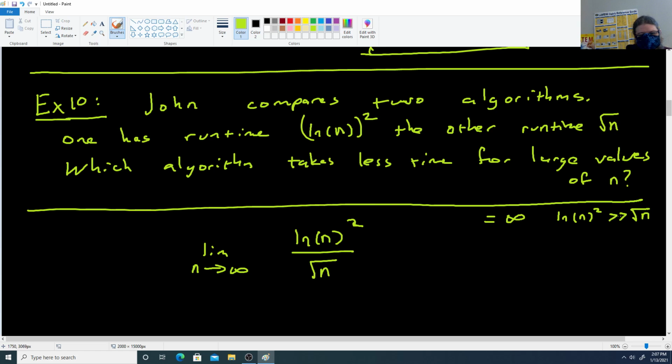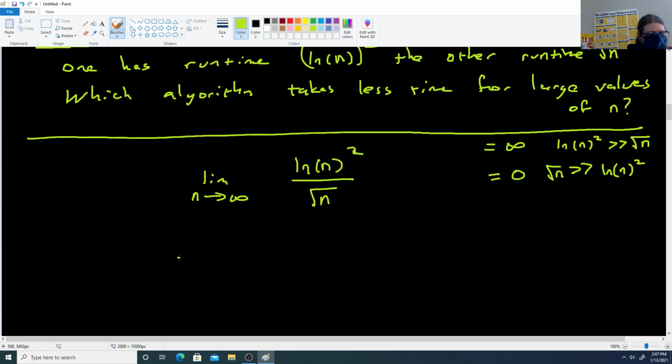So in this case, if it goes out to infinity, then the top thing is taking longer to run, so you want to choose the bottom. If this ratio equals 0, then square root of n will be the longer running thing, and you want to choose the other one.